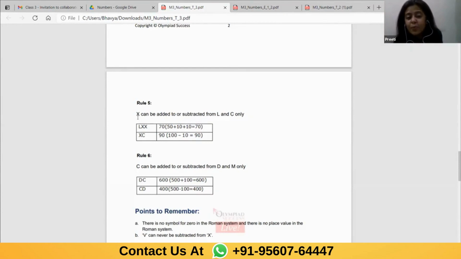Okay. Now, X can be added to or subtracted from L and C only. Children, these rules are very important. Very, very, very important.